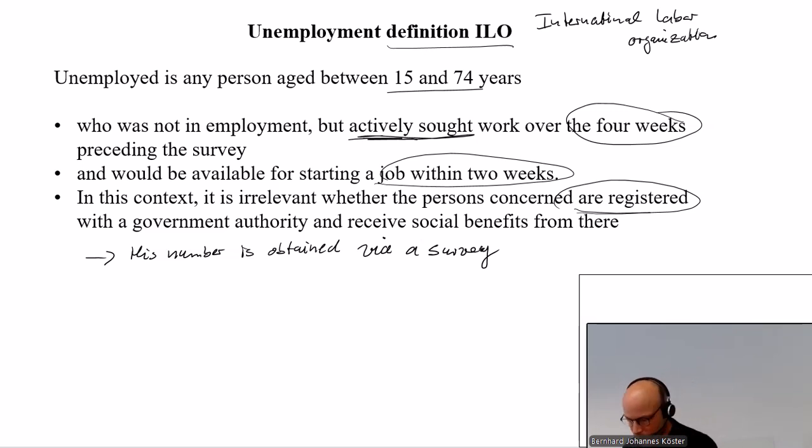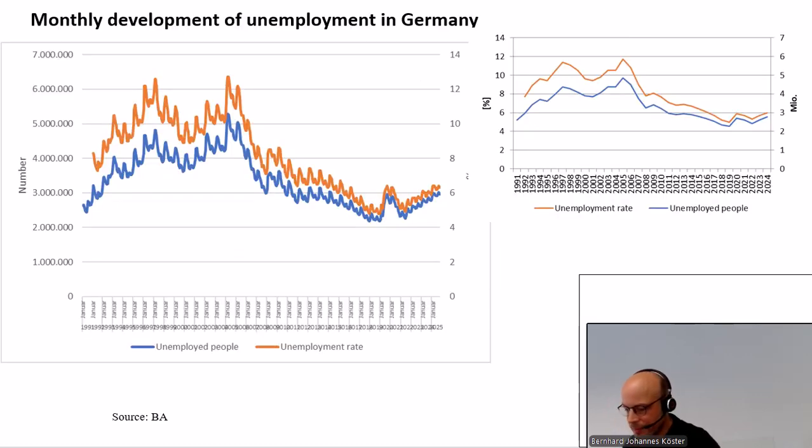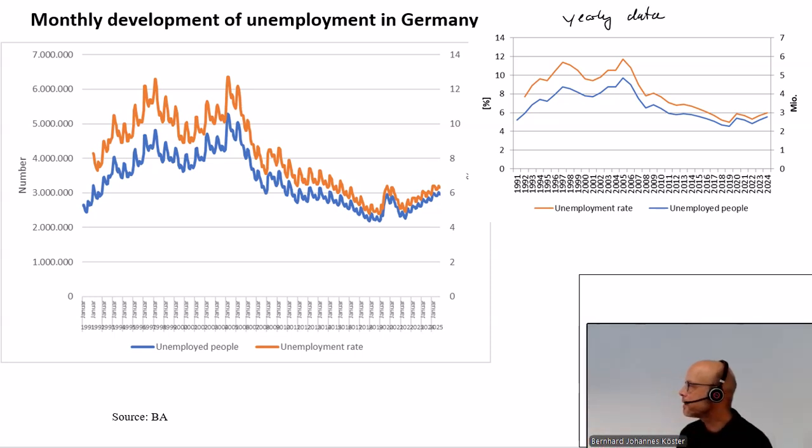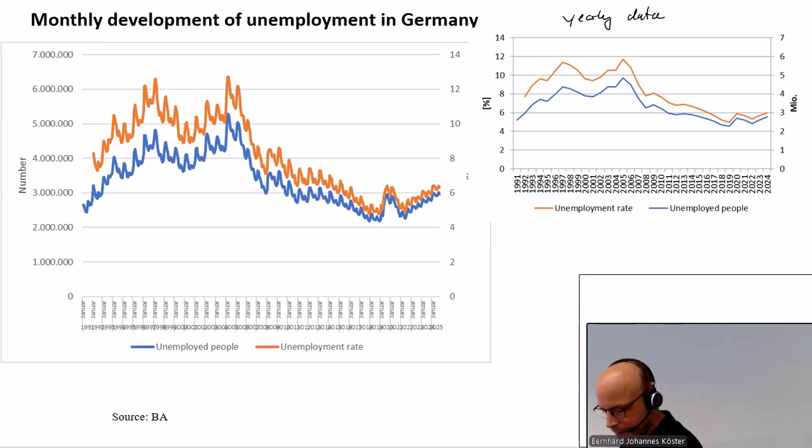Okay, but now we want to have a look at the development of unemployment in Germany. The left diagram is the monthly data, and this is yearly data. And what we can see in Germany in general is that we come from the beginning of the 2000s with an almost 20 years lasting falling trend of unemployment.